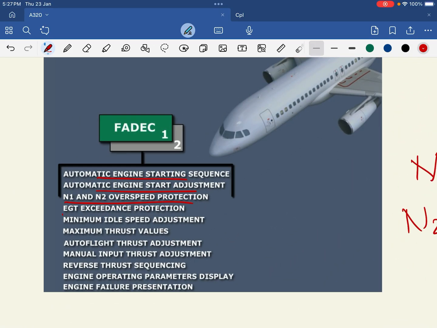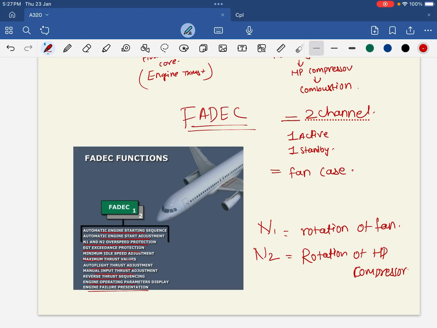Next functions are EGT exceedance protection, minimum idle speed adjustment, maximum thrust value, auto flight thrust adjustment, manual input thrust adjustment, reverse thrust sequencing, engine operating parameters and display, and engine failure presentation. So these are the FADEC functions.